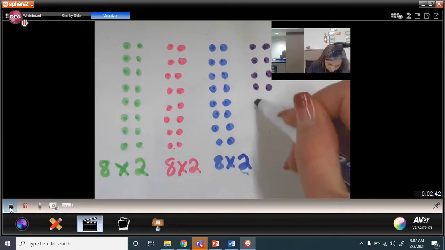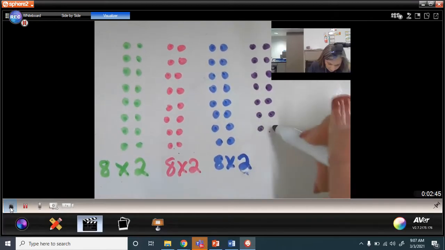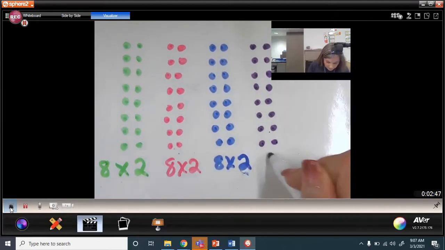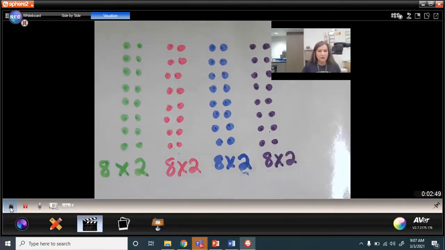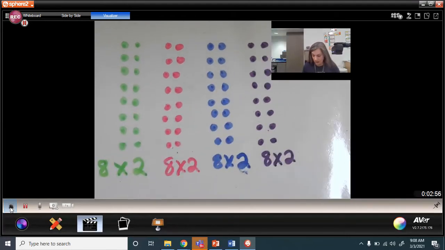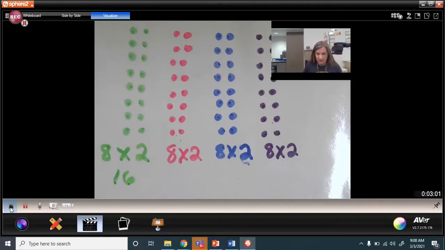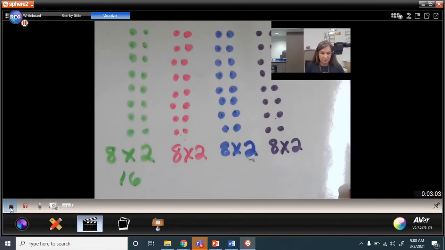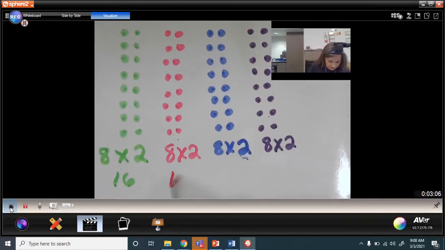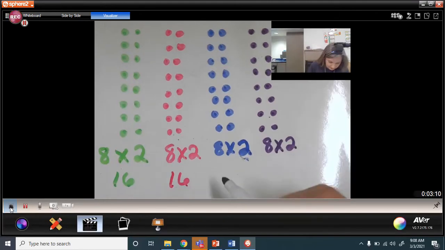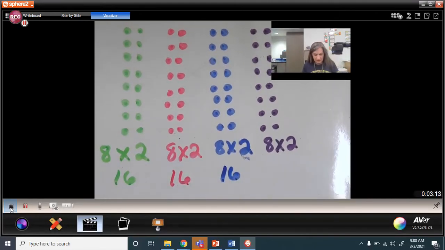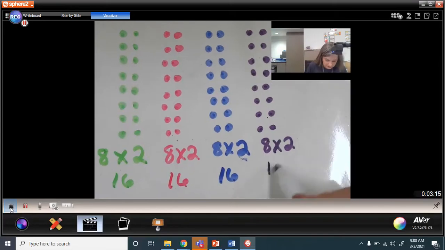Now, wow, we're having to count a lot. Now, instead of us having to count all of these 8 times 2 groups, which would be 16, right? Because this would be 16. And this group would, oops, sorry guys. And this group would be 16. And this group would be 16. And this group would also be 16.